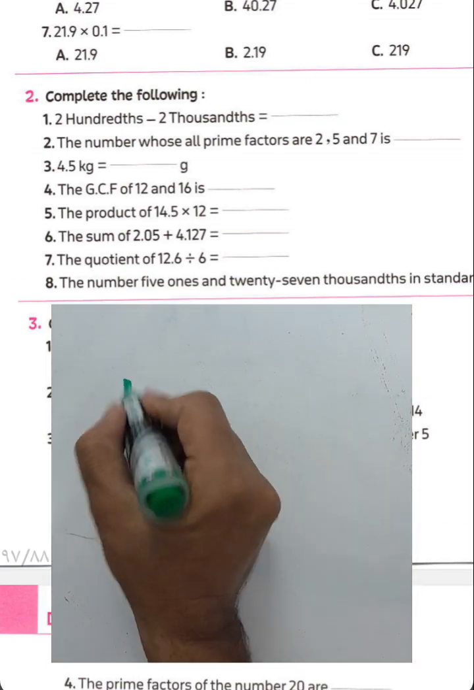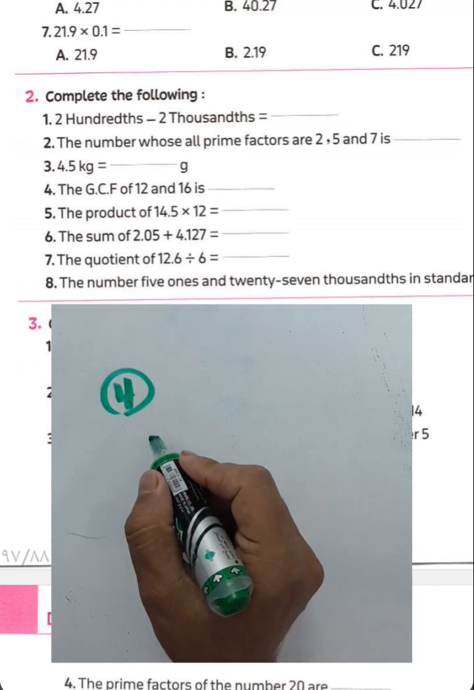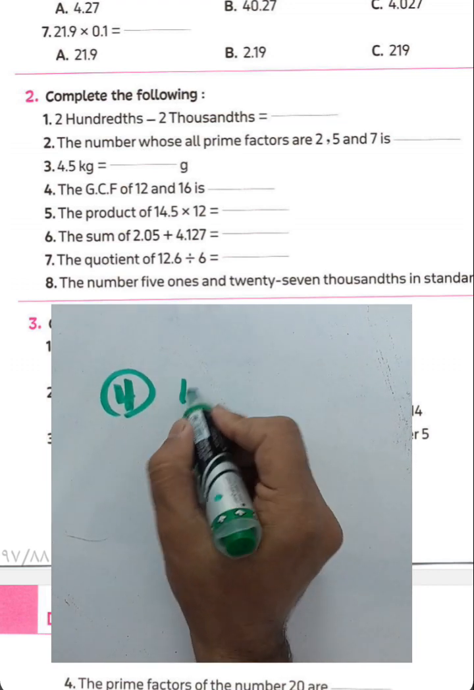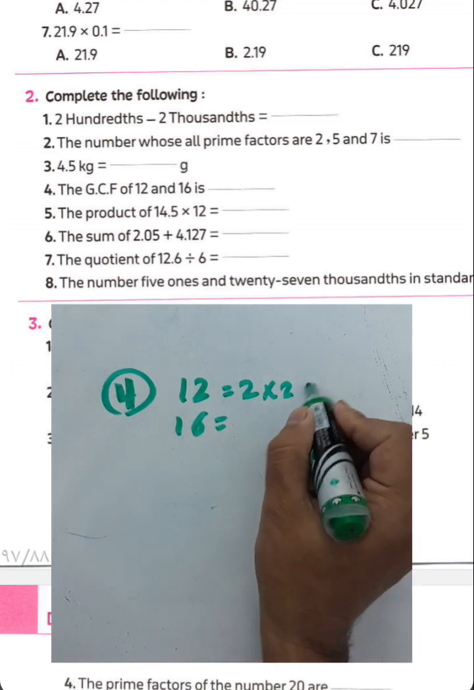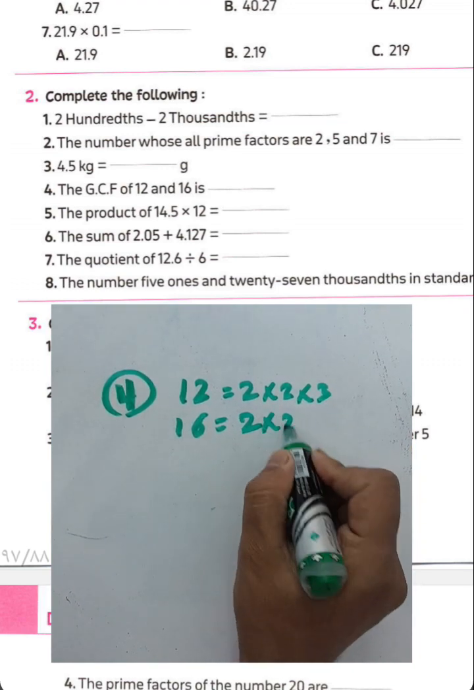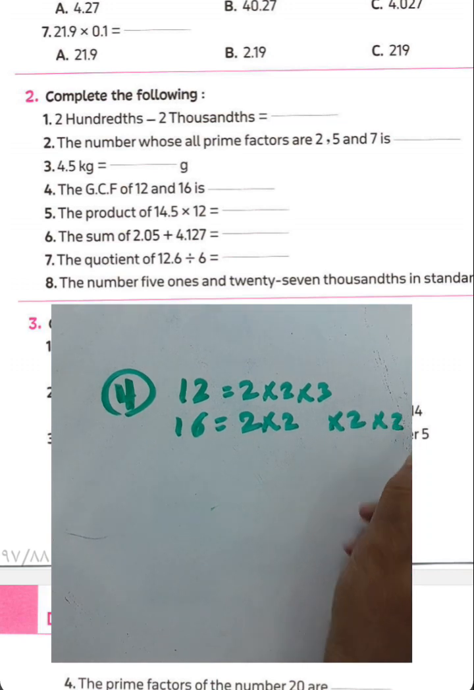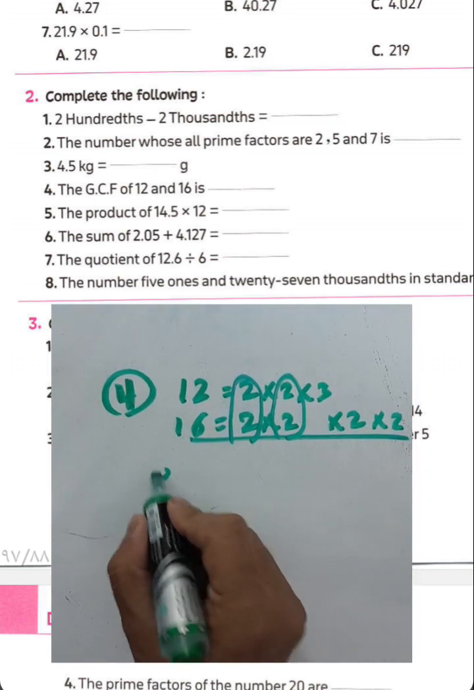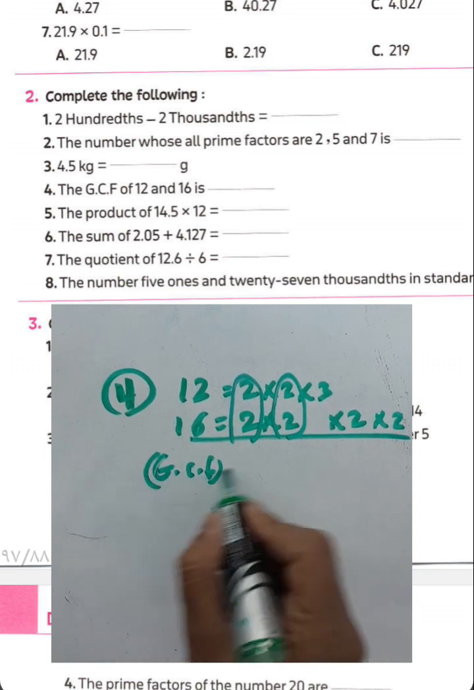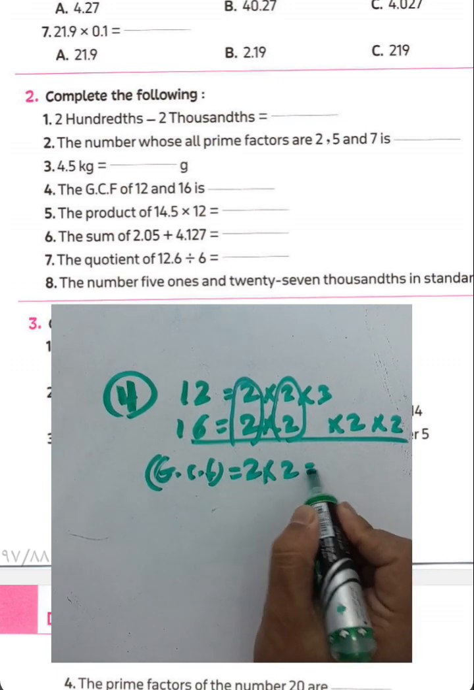Question number 4. The greatest common factor of 12 and 16. 12 is 2 times 2 times 3, 16 is 2 times 2 times 2 times 2. Then the highest common factor between them will be 2 times 2, it will be 4.